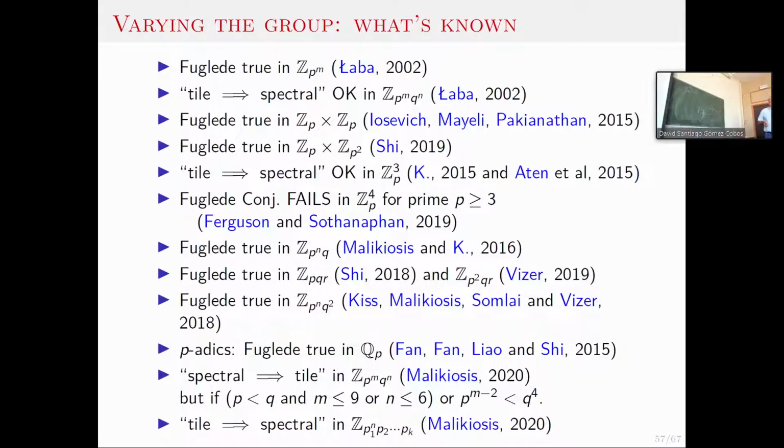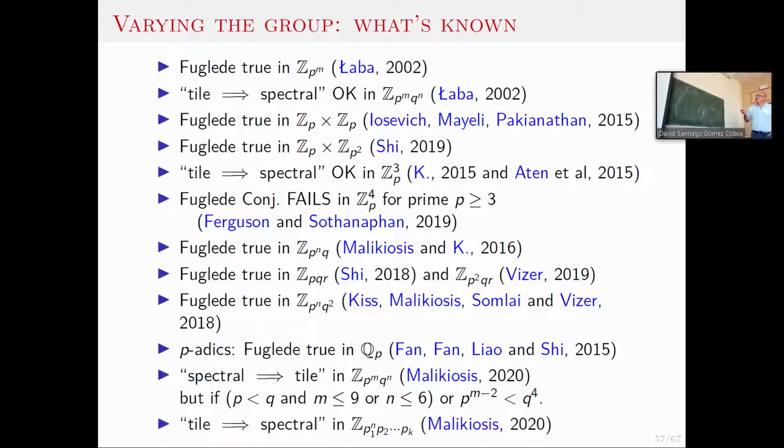All these results in recent years, where people prove that the conjecture is true, sometimes it's false, in a certain class of groups. So the first one is Z_p^m. If you take any cyclic group whose order is the power of a prime, then the conjecture is true there. It's not trivial. It's not like Z_p, because you have more cyclotomic classes.